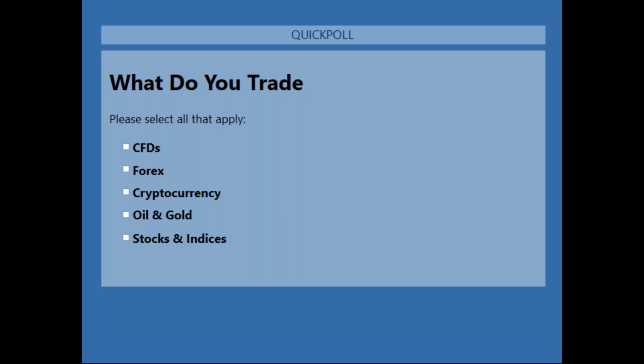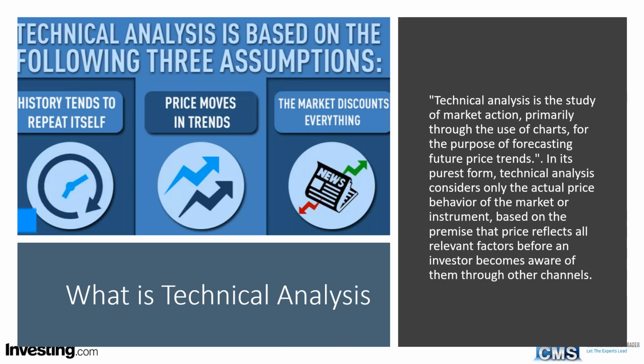Now, technical analysis is the study of market action, primarily through the use of charts for the purpose of forecasting future price trends. In its purest form, technical analysis considers only the actual price behavior of the market or instrument, based on the premise that price reflects all relevant factors before an investor becomes aware of them through other channels.